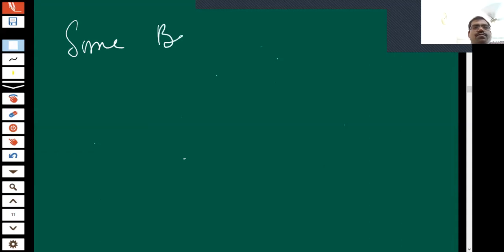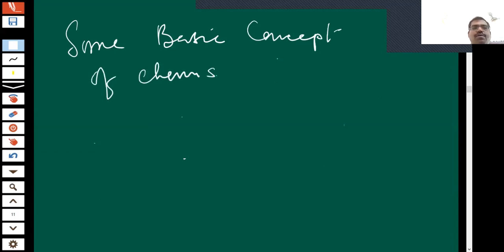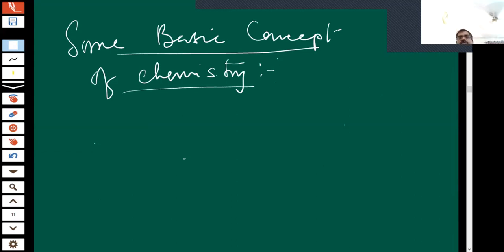Some basic concept of chemistry. Some basic concept of chemistry.